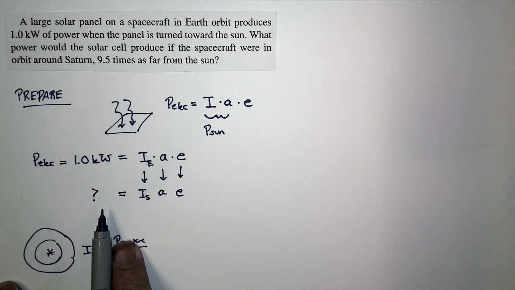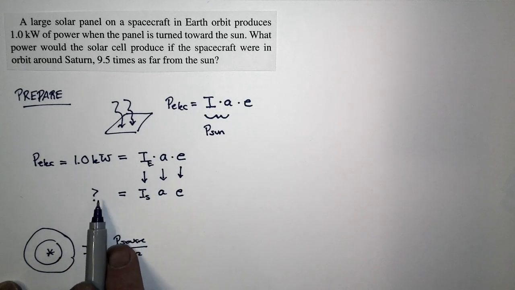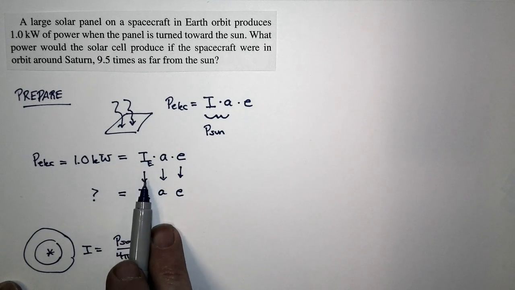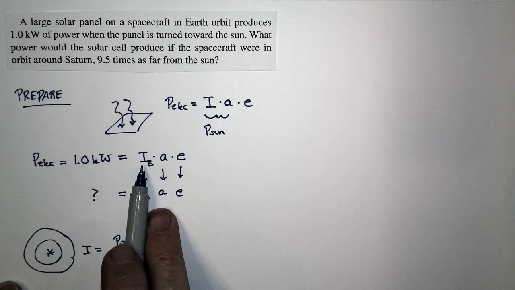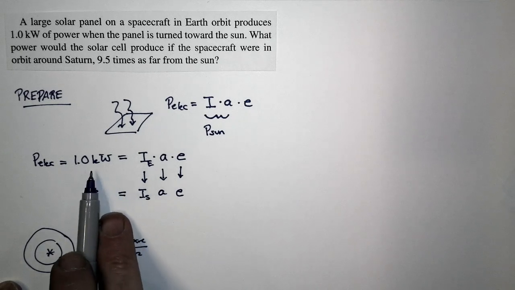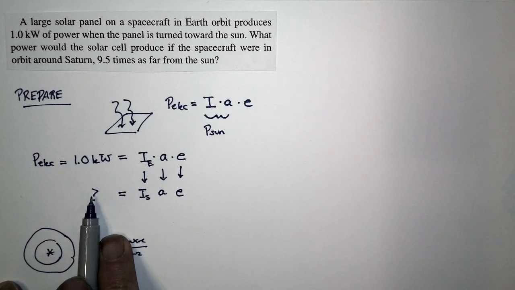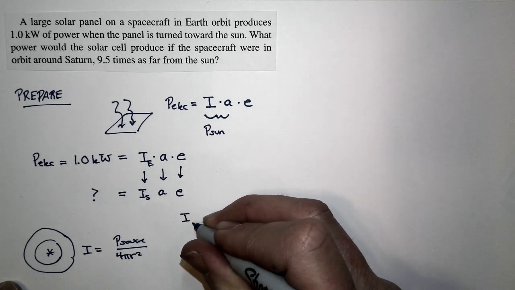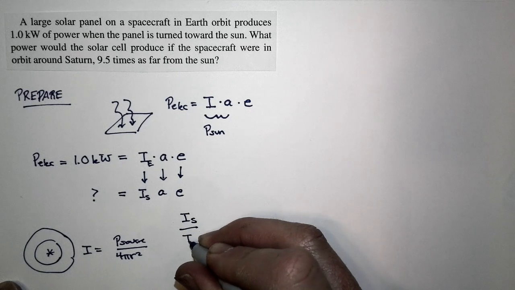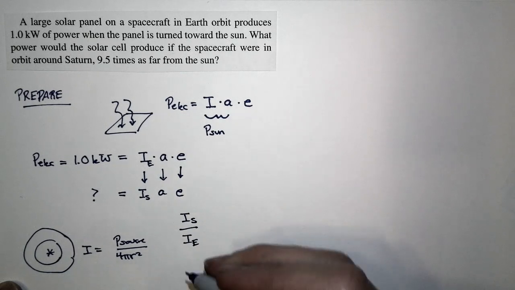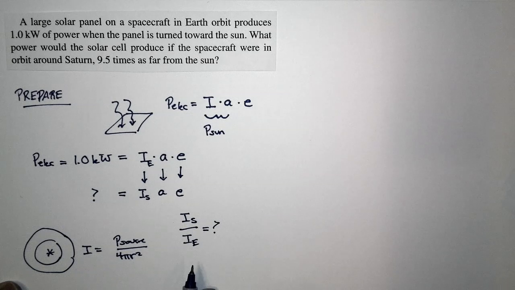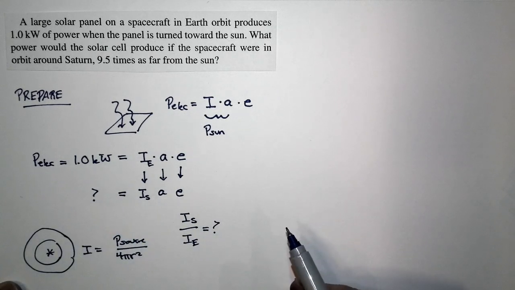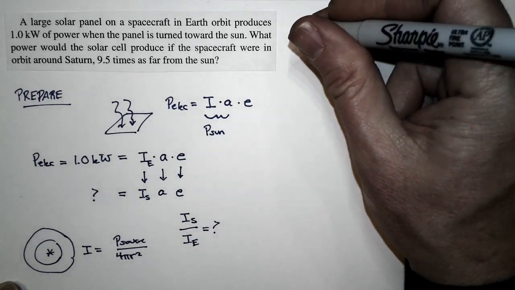But here's the thing to note. The decrease in power is just proportional to the decrease in intensity. So if we can figure out by what factor the intensity decreases, that'll be the same as the factor by which the power decreases. So that's the question we're looking for: what is the intensity at Saturn related to the intensity at the Earth? If we know this factor, that's the same factor by which the electric power is going to change.